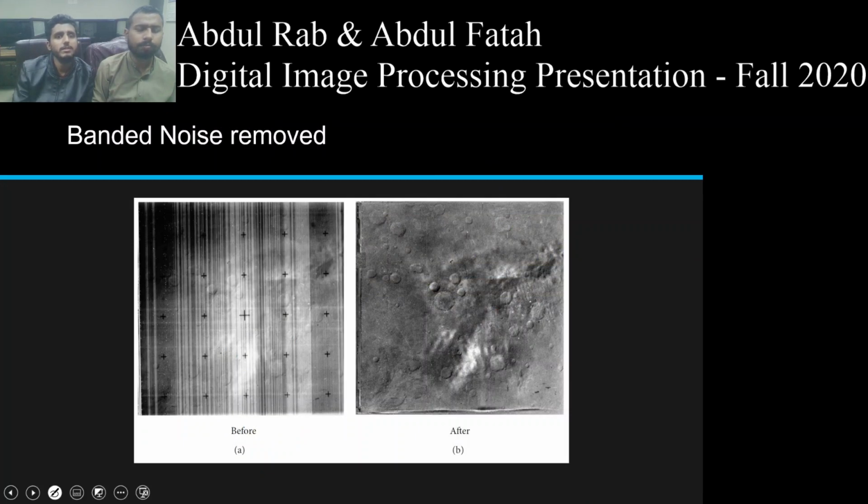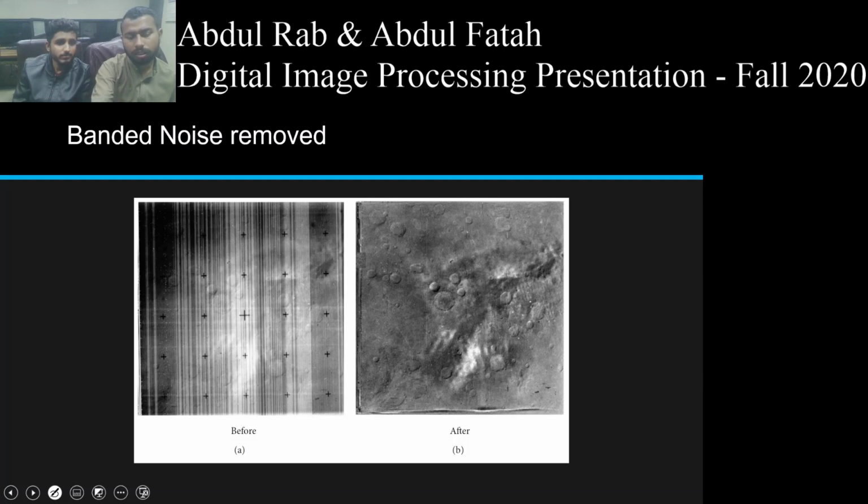Now here is picture A and picture B. What actually differs between them is that the first one has noise and the second one has no noise. In picture B, we have removed the noise by using some filters. So this is actually banded noise removed. In the first you can see there are strips, like a shiny noise. This picture is of Mars.